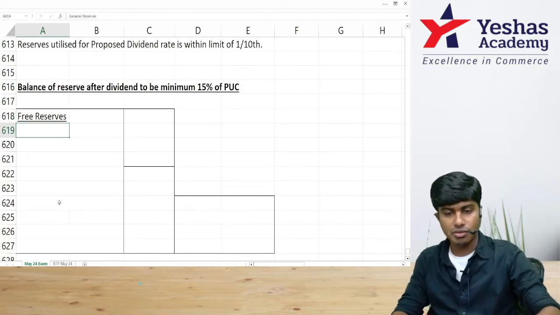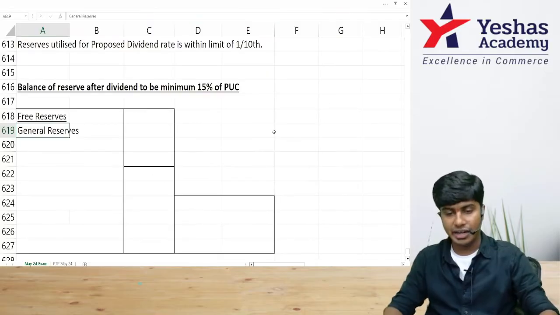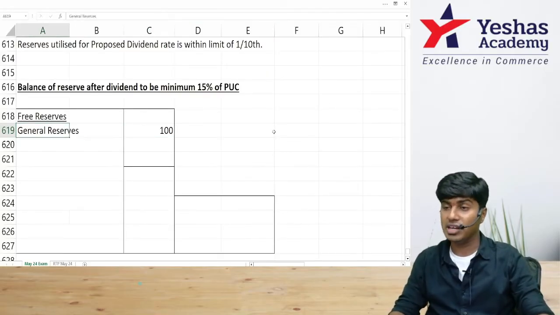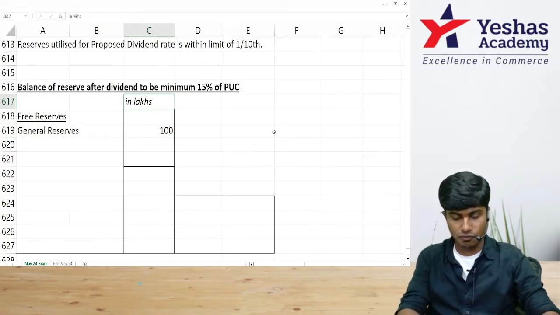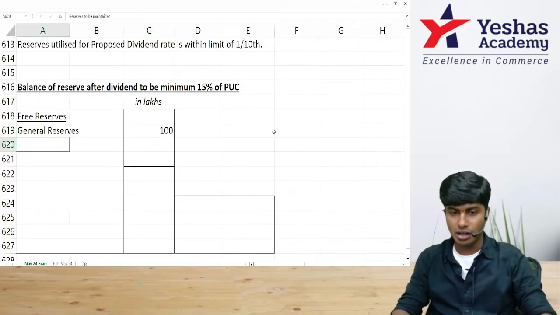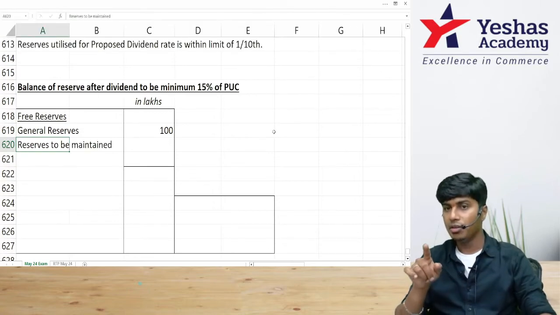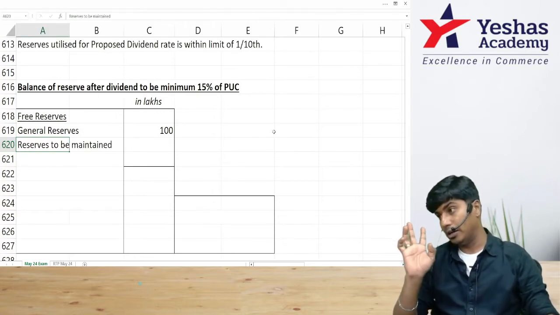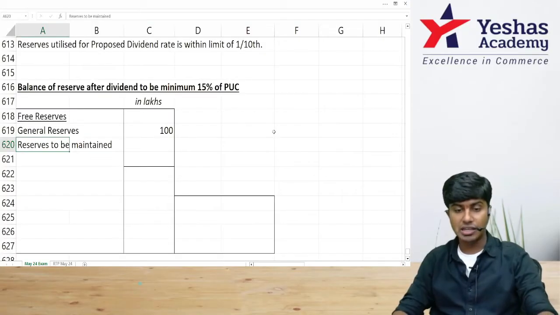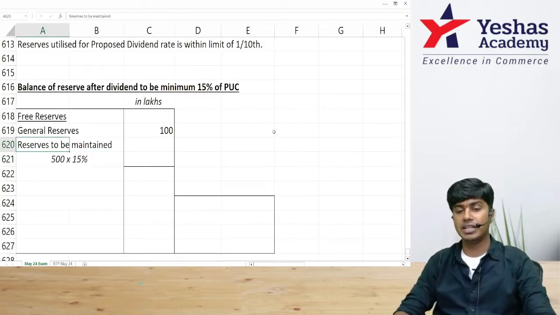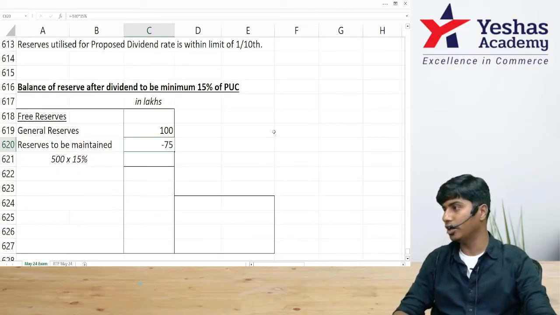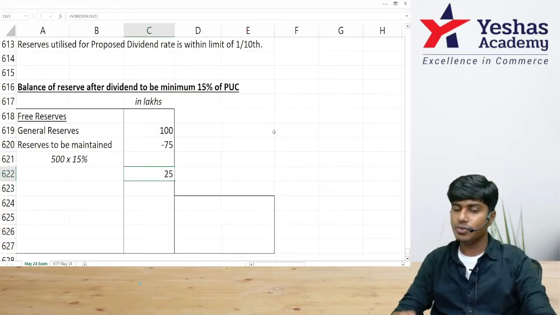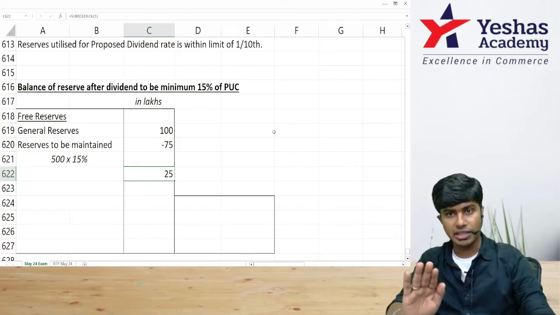Now, how much is the free reserves that is there in the question? General reserve is there. How much is general reserve? 100 lakh. In this 100 lakh, after taking the money for the purpose, I'll write here in lakhs. After taking the money for the purpose of dividend, how much should be the reserve still maintained? 15% of paid up capital. Paid up capital is 500 lakhs. If I do 500 lakhs into 15%, I'll arrive at 75 has to be maintained even after declaration of dividend. So reserves that should be there is 75. Reserves that can be utilized is 25. Reserves that should be still there is 75.